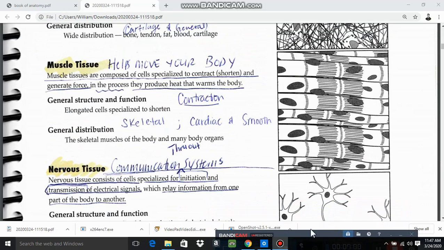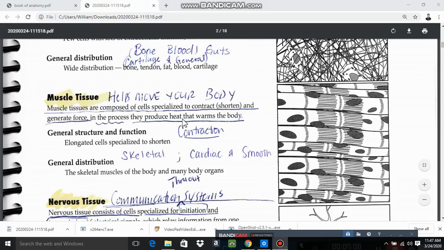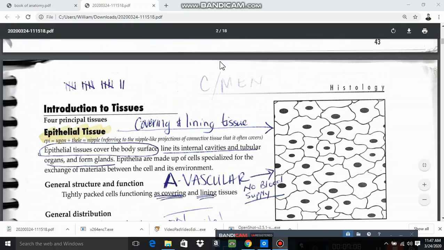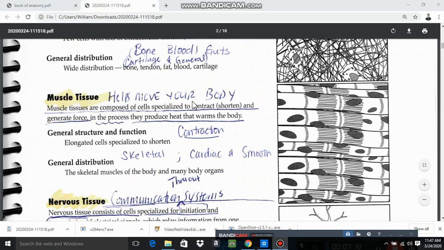All right, moving on to nervous tissue. The nervous, oh wow, I skipped muscle tissue. Forgive me. Muscle tissue. Muscle is the M in SEMEN. So we have epithelial, connective, and muscle tissue. Okay, helps your body move.